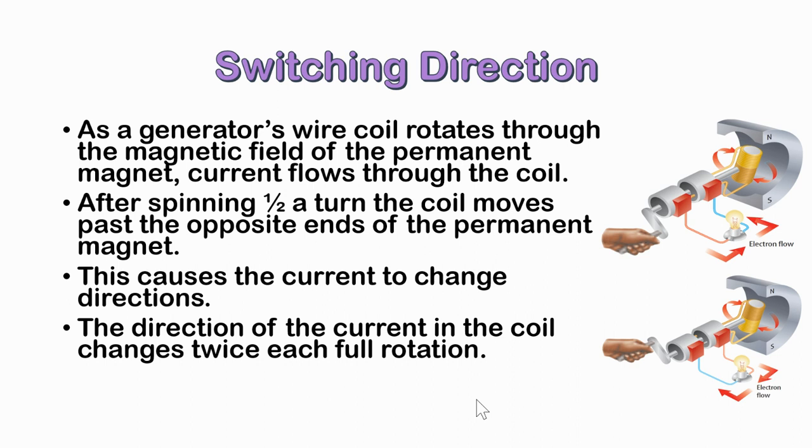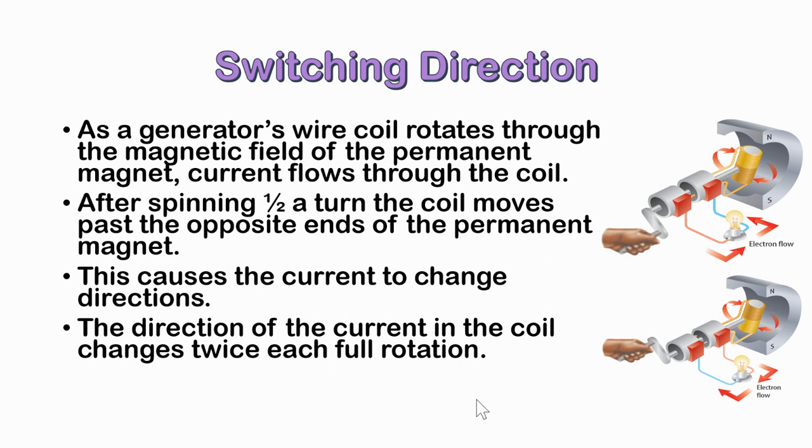And so we'll explain it here again, and hopefully it'll come together for you. As a generator's wire coil rotates through the magnetic field of the permanent magnet, current flows through the coil. After spinning half a turn, the coil moves past the opposite ends of the permanent magnet. Okay, it goes to the different pole. This causes the current to change directions. The direction of the current in the coil changes twice each pole rotation.